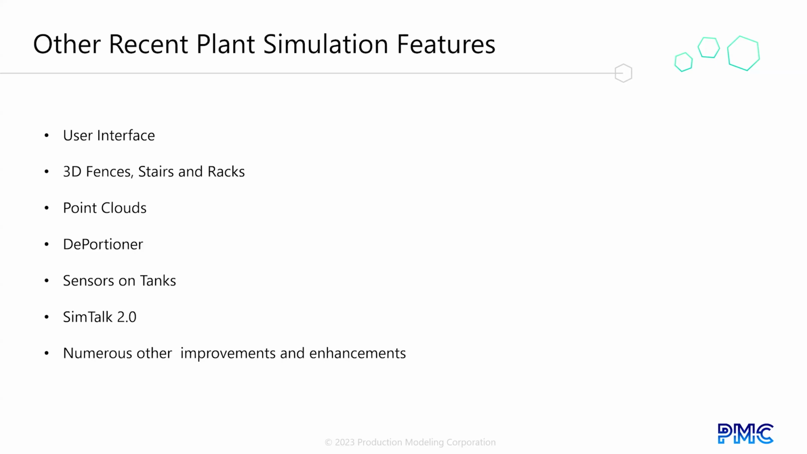The new sensors on tanks let you know when the amount of material has exceeded or underrun the sensor level. This lets you trigger other appropriate actions when these events occur. A new version of Plant Simulation's programming language called SimTalk 2 was added. Its syntax makes custom programming faster and easier.